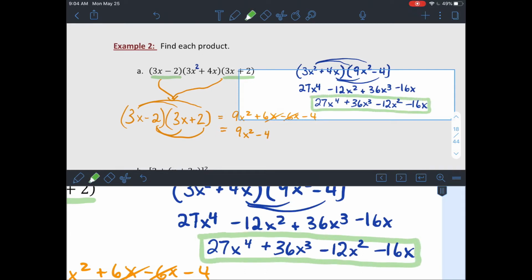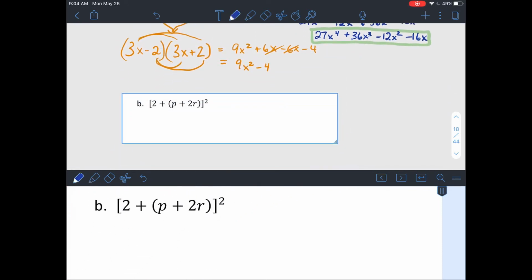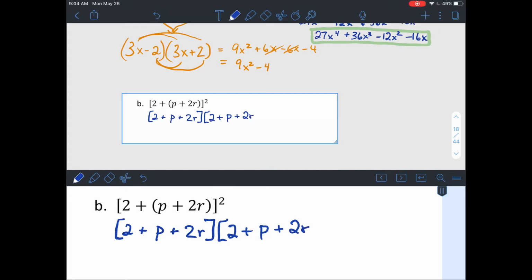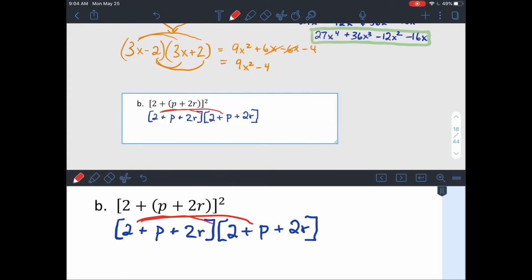Let's do one that has more terms. So if you look at this one, first off, there are 3 terms inside this. We have a trinomial, and the whole thing is being squared. You don't really need the parentheses around the p plus 2r, so I'm just going to go ahead and drop them off. And anytime you're squaring something, you want to multiply it times itself. So remember, you're not squaring individual terms, you're taking the whole expression times itself.